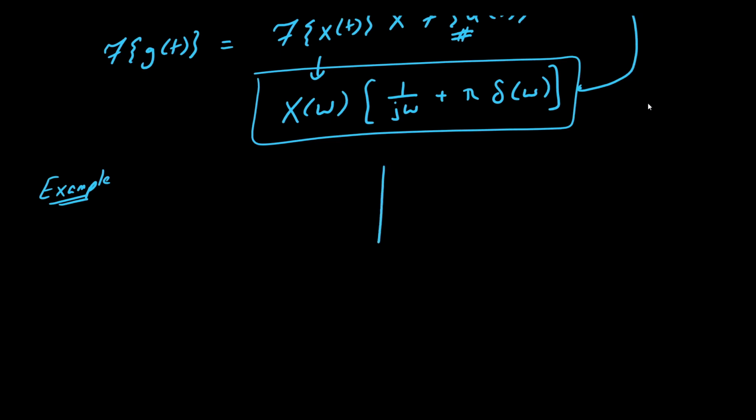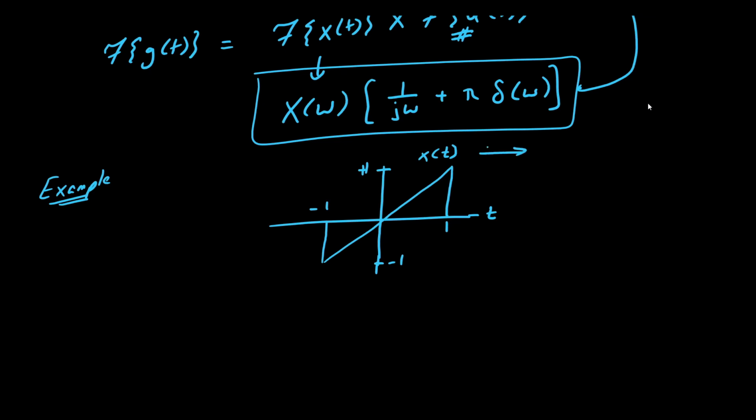Say we are given a signal x of t, and this is an odd signal which is passing through a region, and it has this shape. It is starting at -1 in time and terminating at +1. The amplitudes are +1 and -1 respectively. So for x of t, we are asked to find x of omega, that is its Fourier transform.